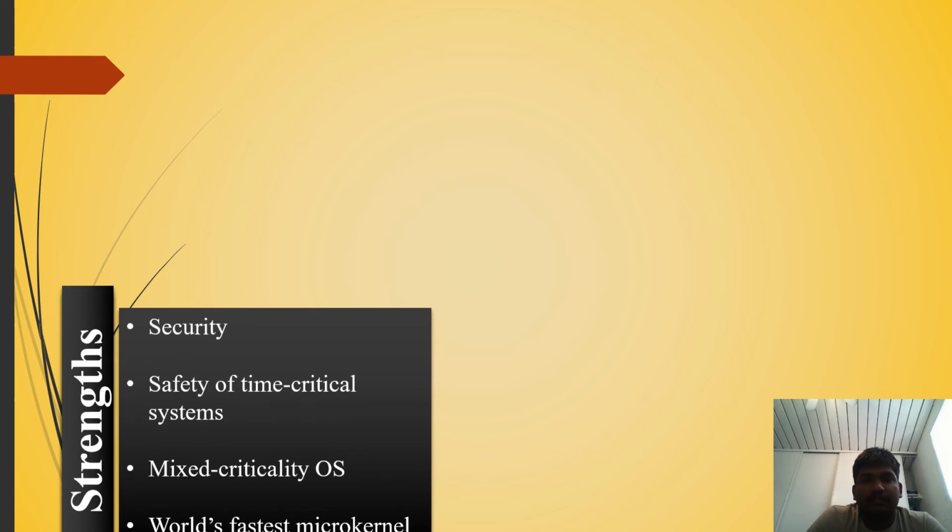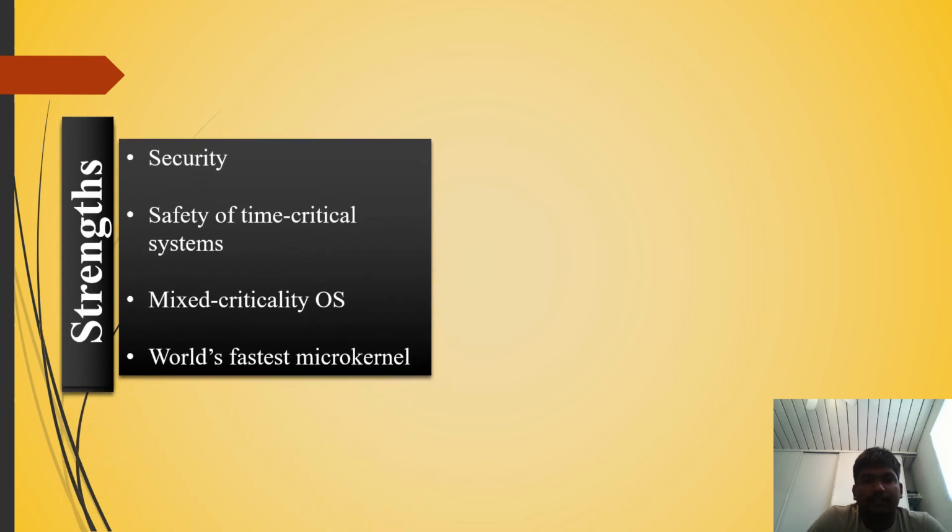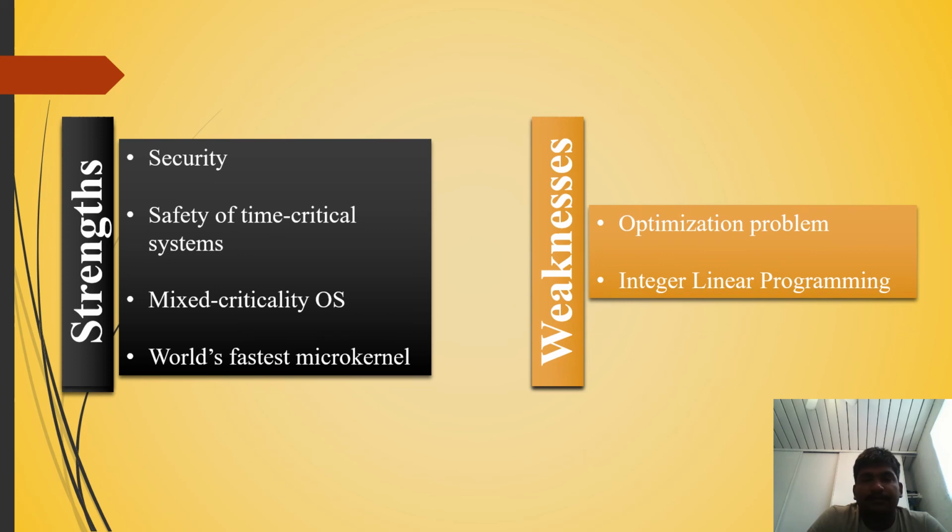In this slide, we will discuss the strengths and weaknesses of SCL4. The strengths of the SCL4 kernel are security, safety of time-critical systems, mixed criticality operating system, and it is the world's fastest microkernel. The weaknesses are the optimization problem and integer linear programming.